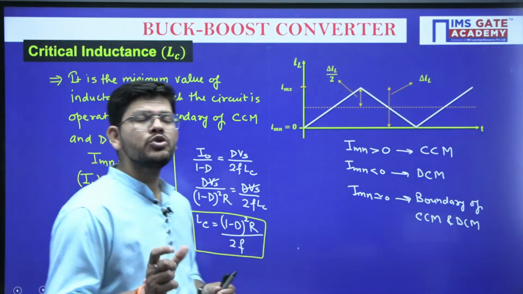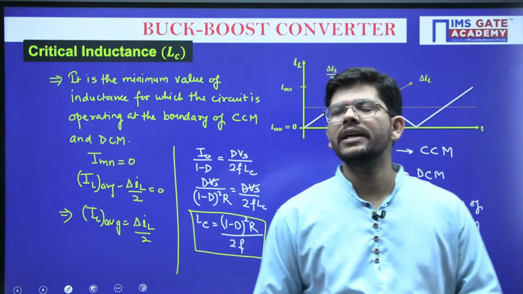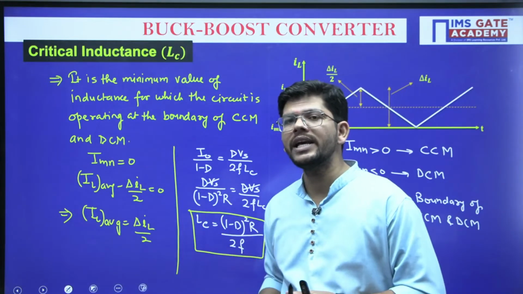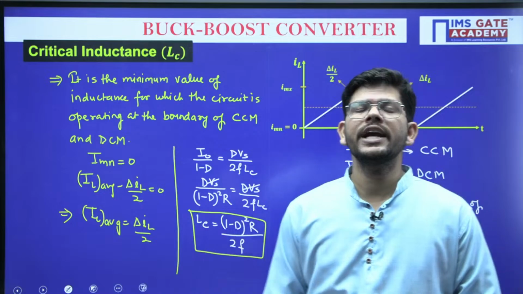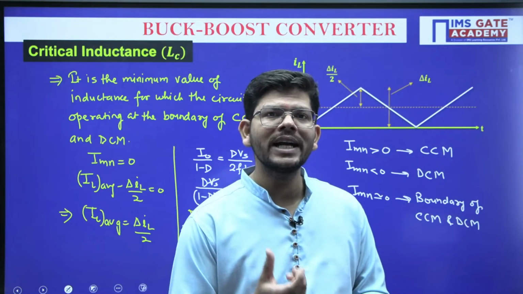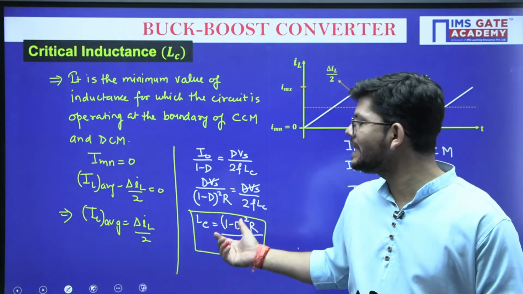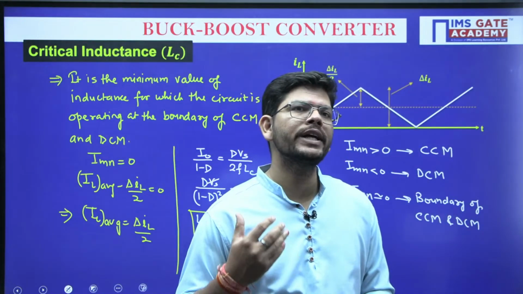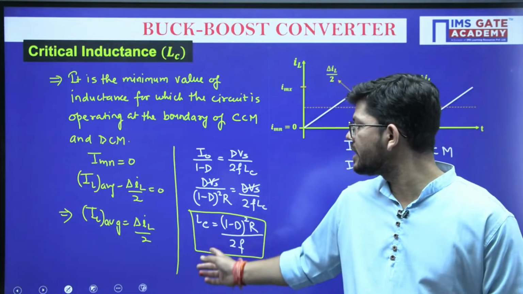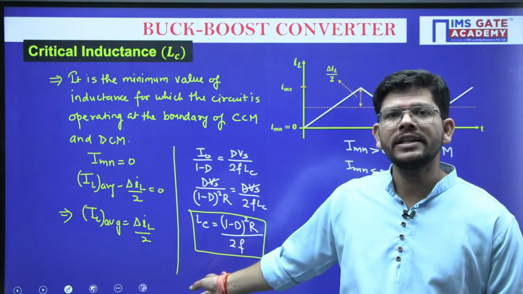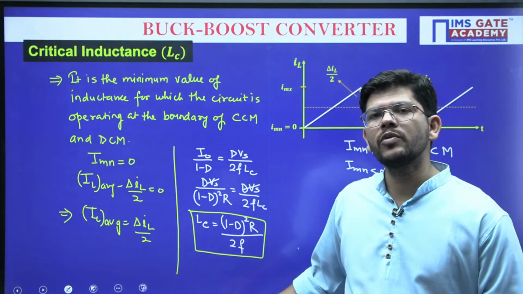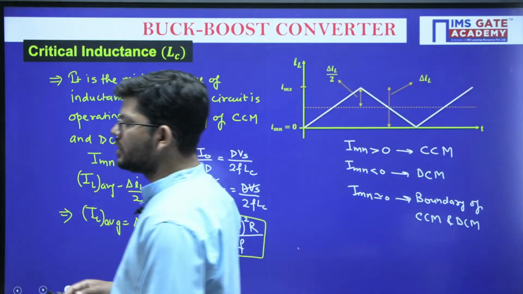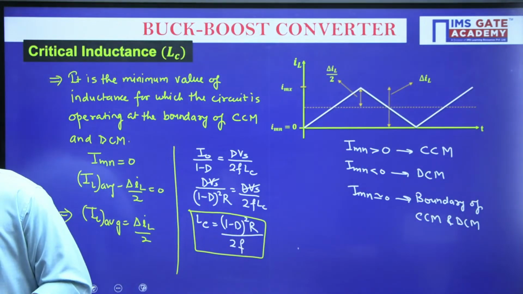Now we have to choose the value of inductance in the circuit to be greater than this value, unless continuous conduction cannot be assured. If the inductance has a value less than this value, then the circuit will be operating in discontinuous mode. So if you want to ensure continuous conduction, the inductance of the circuit must be chosen greater than or equal to this critical inductance. So this is how we will be calculating critical inductance.